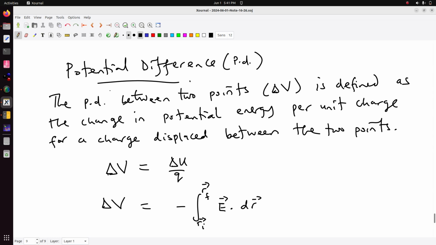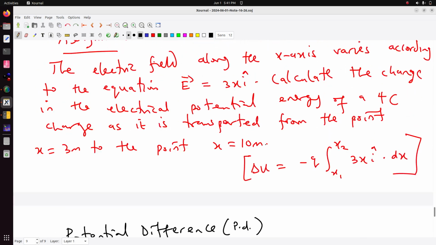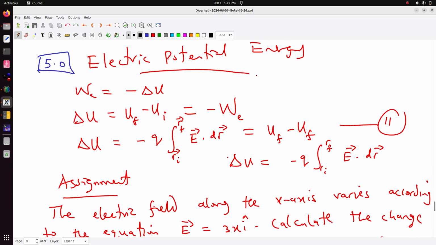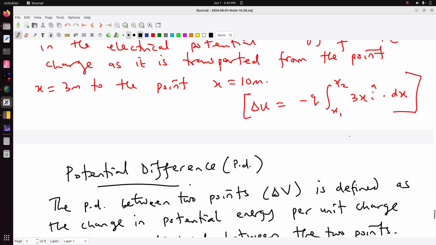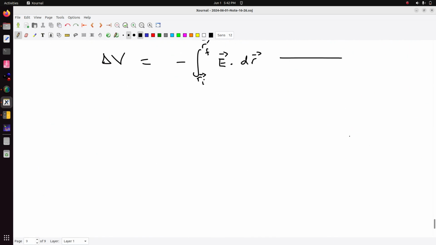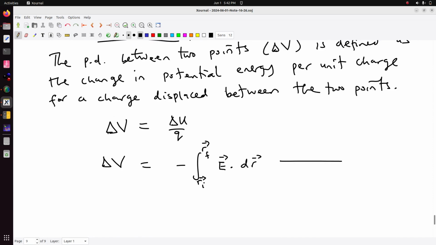So it is the change in potential energy per unit charge. And we have already defined the change in potential energy here, which is minus q integral from Ri to Rf of E dot dr. In this case, you only need to divide by q, so that you have minus integral of E dot dr. So this is the definition of the potential difference. I'll call this equation 12. So let's take an example to illustrate this equation 12.